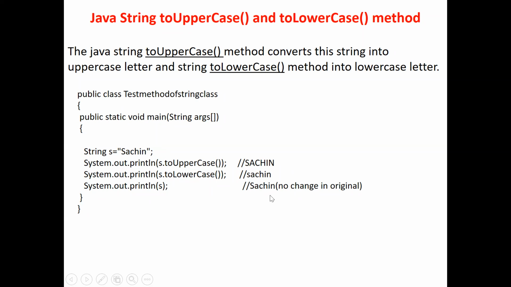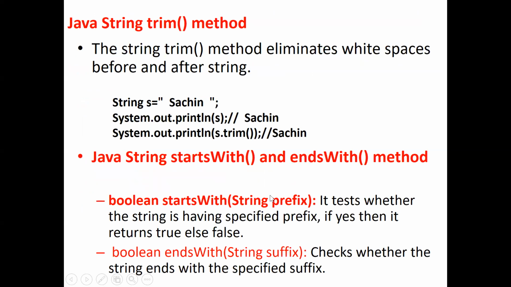Is that clear? These two functions, toUpperCase and toLowerCase, and also trim. What is the benefit of trim? Let's take a string with spaces at the starting of the characters and at the ending of the string. If there are additional spaces and you want to remove them, in such cases we will use the trim function. If you see here, string s is equal to, there is a space before s and there is a space next to n.